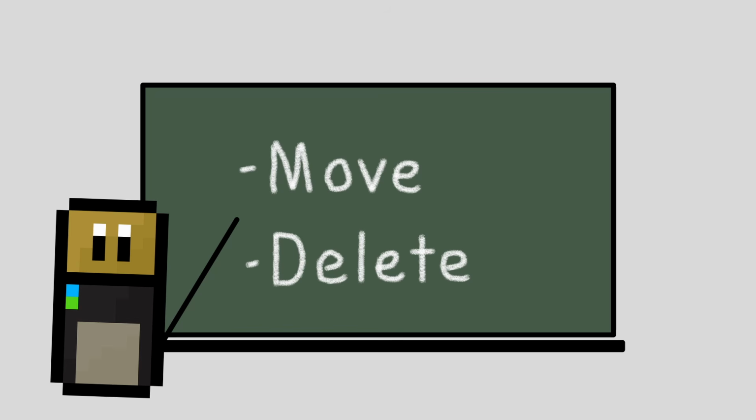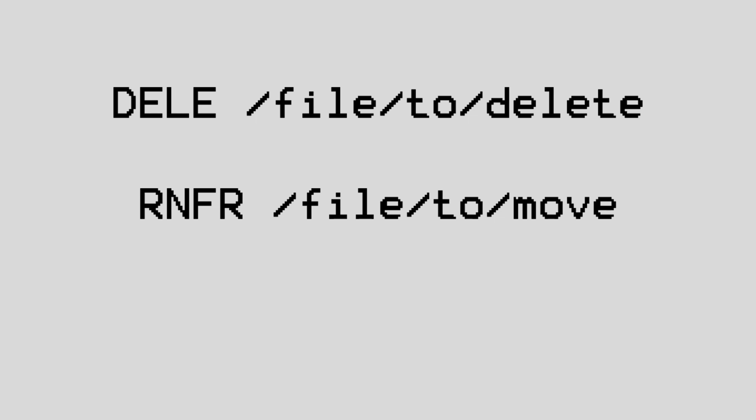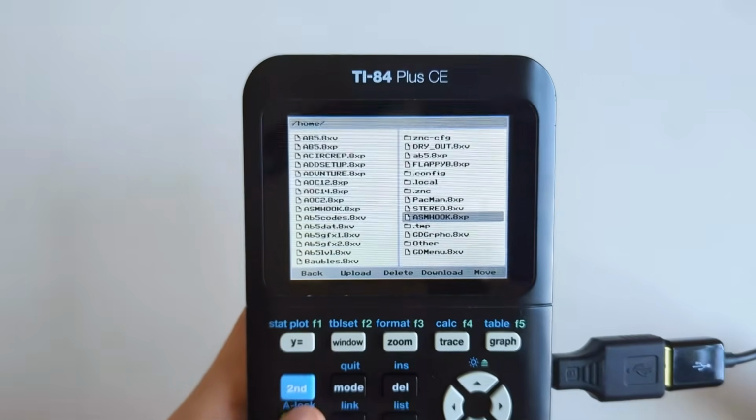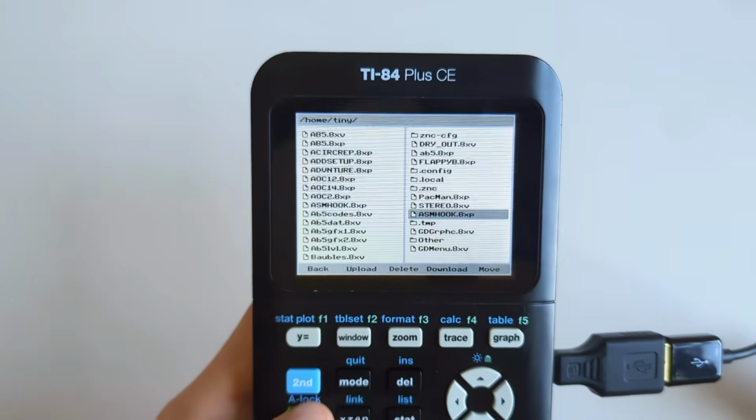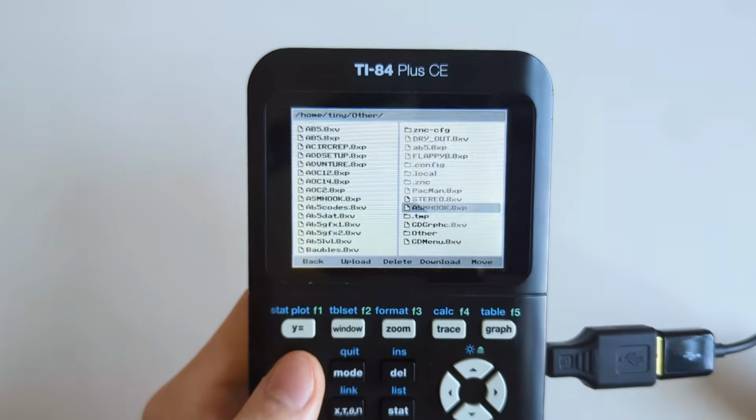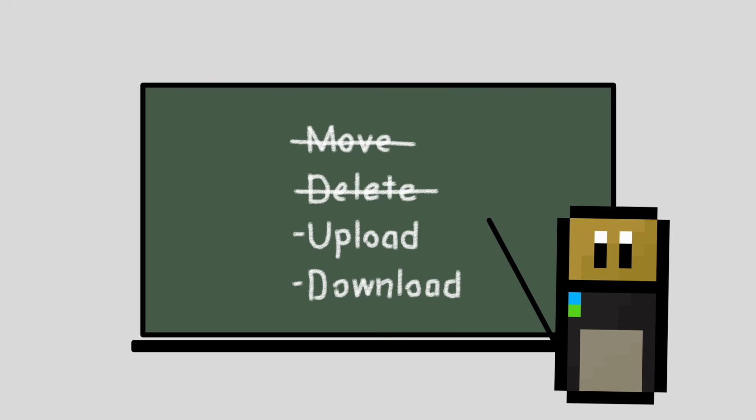I think I'll tackle deleting and moving next, since these should be fairly simple commands to implement. Delete just takes one command, and moving actually takes two, one with the current path of the file that is going to be moved, and then one with the new path. I decided on using the space at the top of the screen as the input box for the new path, which I think fits in nicely with the rest of the program. With these operations out of the way, that just leaves upload and download.